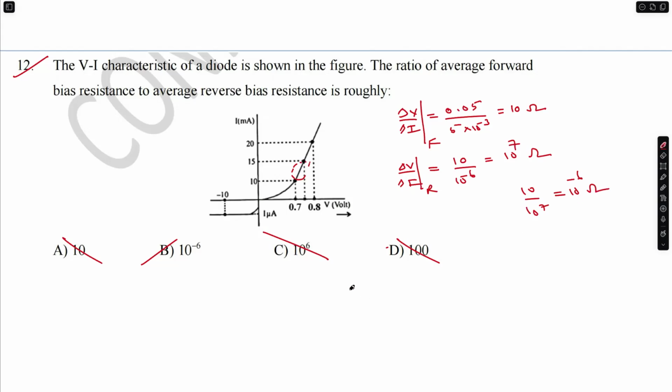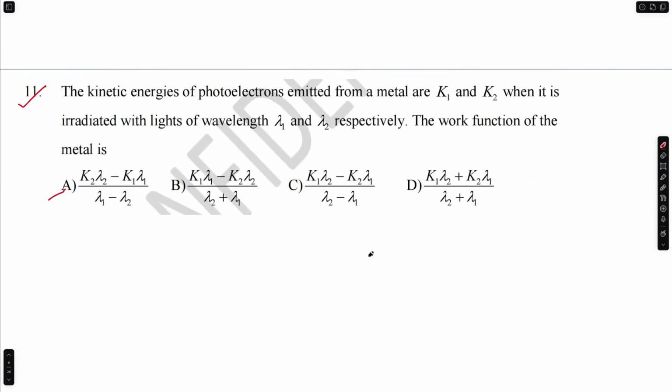But if I am good enough in the knowledge of this part, I will straight away mark 10 power minus 6. So 10 power minus 6 is the only possible option out of the given other 3 options. Clean hit.